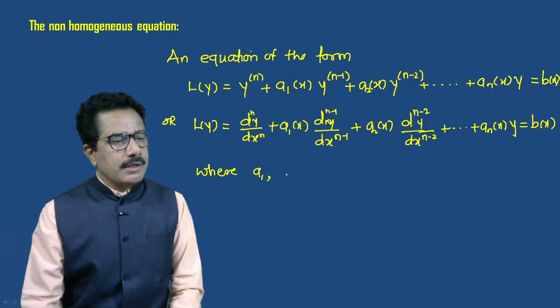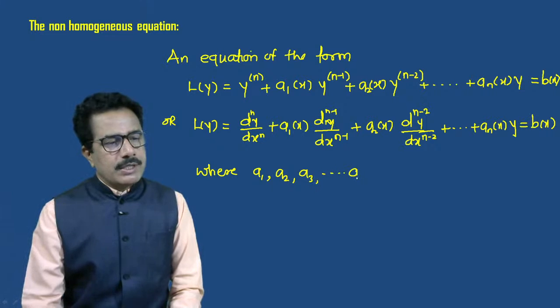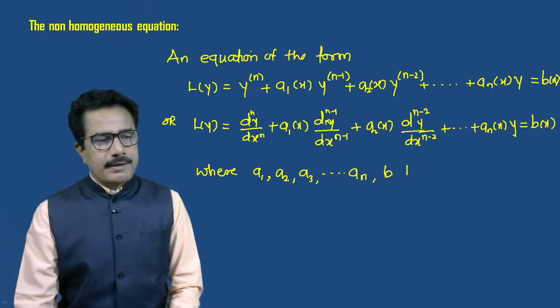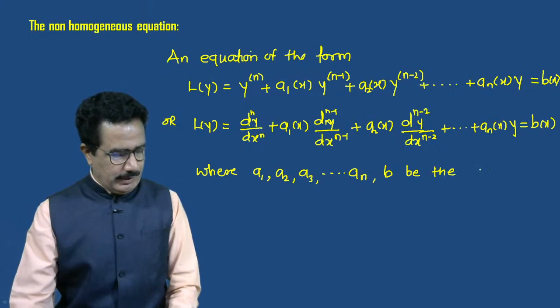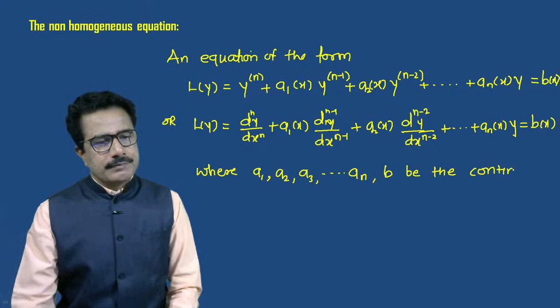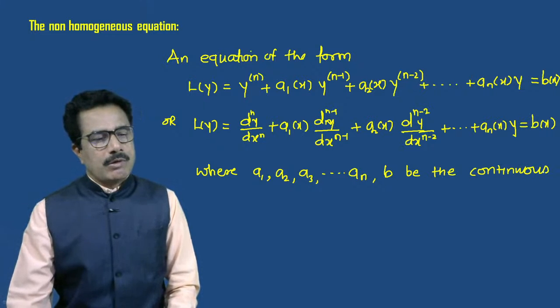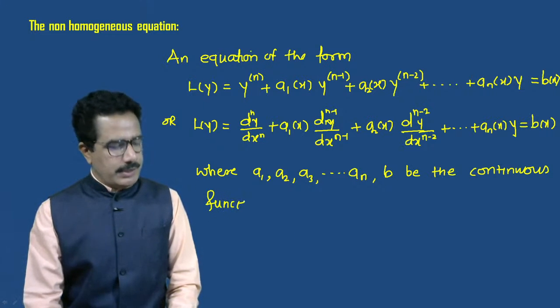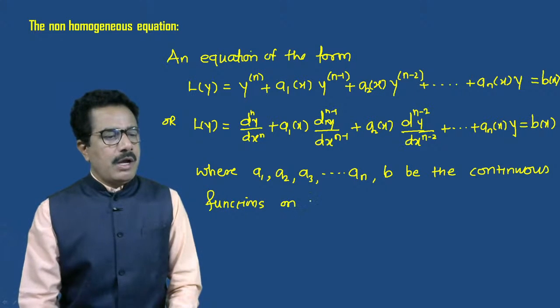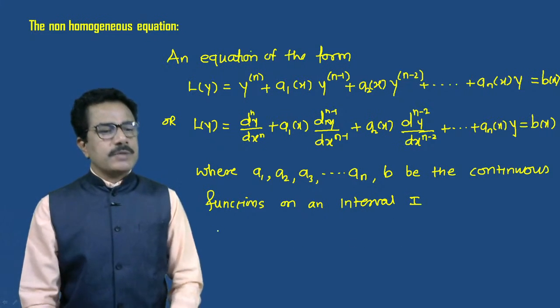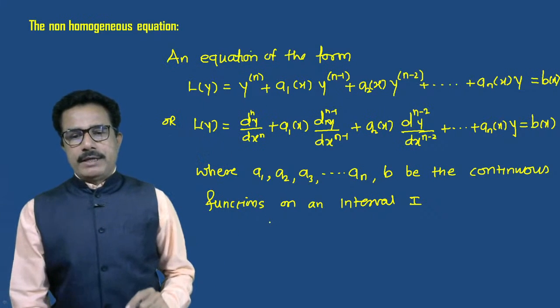where a1 of x, a2 of x, a3 of x, dot dot dot, an of x and b of x are continuous functions on an interval I. This form is the non-homogeneous differential equation.